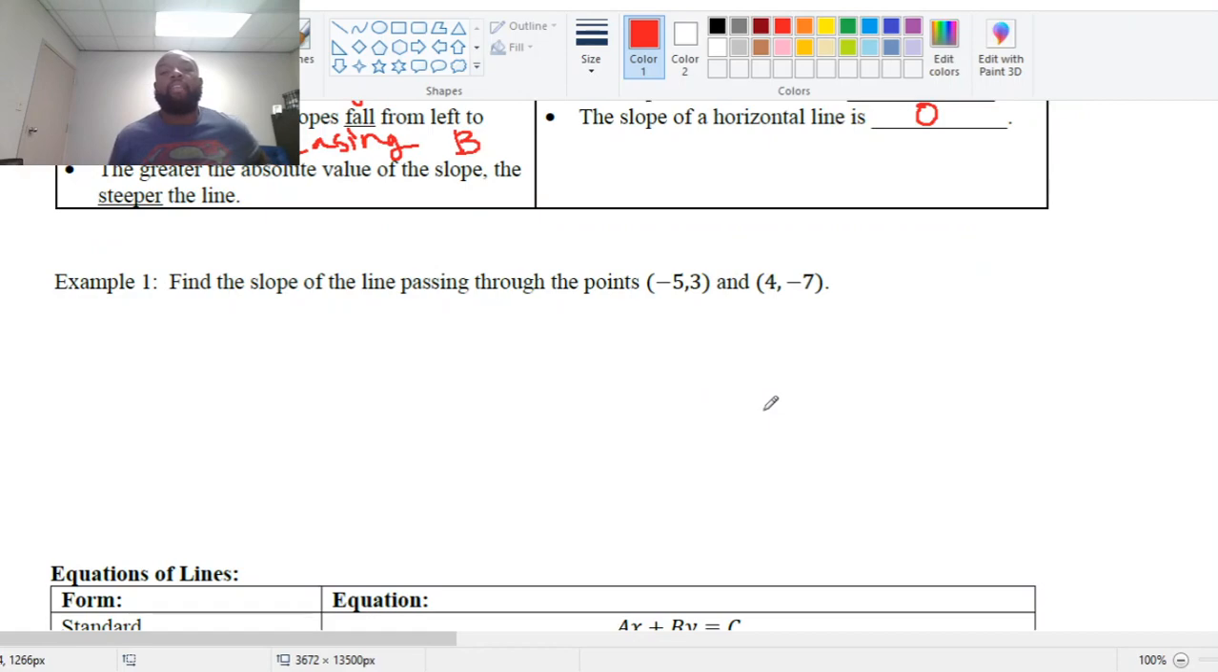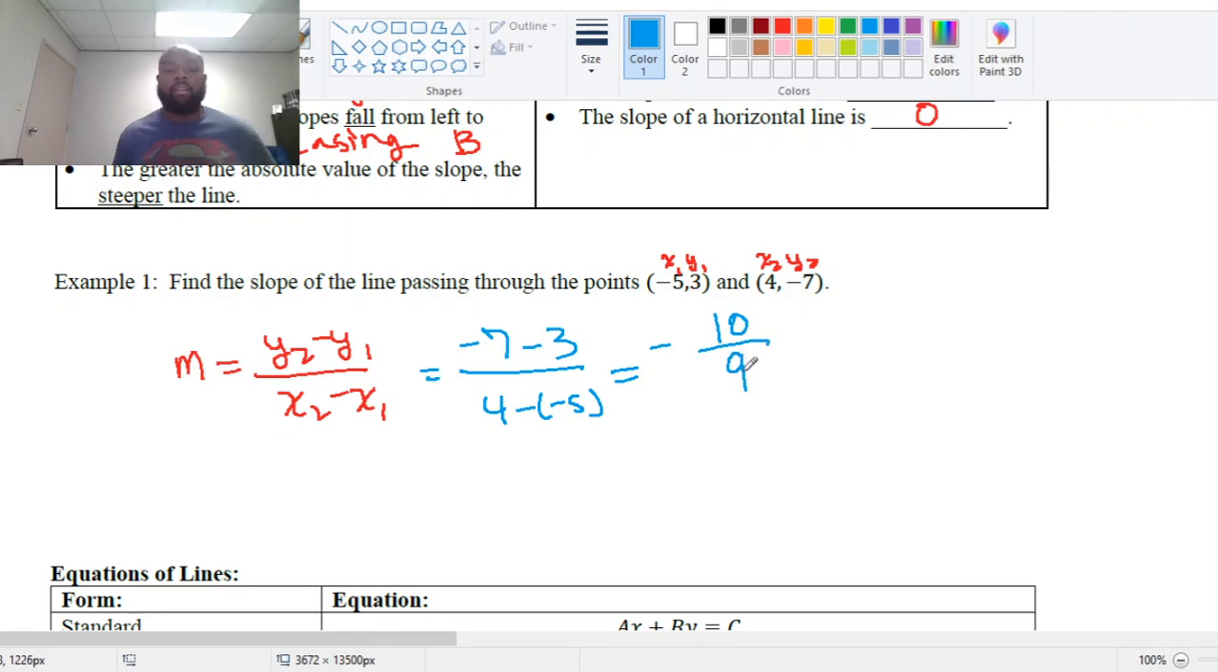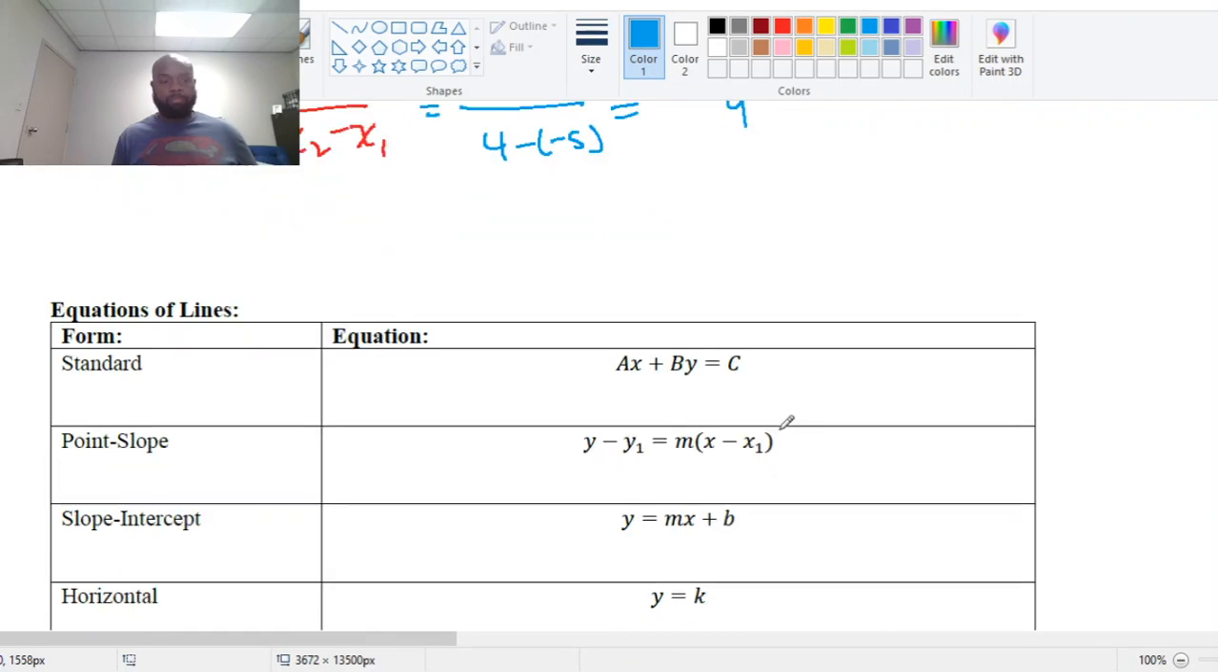Let's find the slope of the line that's passing through these two points. Until I memorize this formula, I'm always going to write it out. We can label our points x1, y1, x2, y2, and plug the values into that formula. Negative 7 minus 3 over 4 minus negative 5, we get negative 10 over 9. That's the slope of this line that passes through these two points.